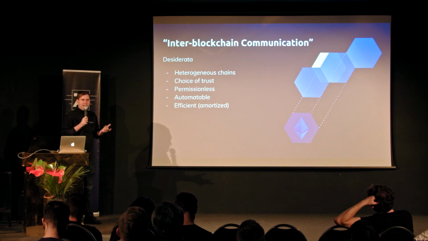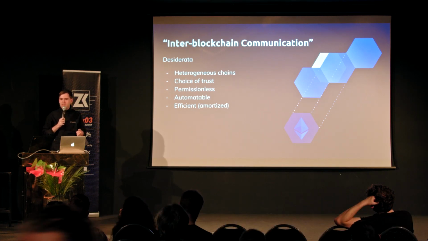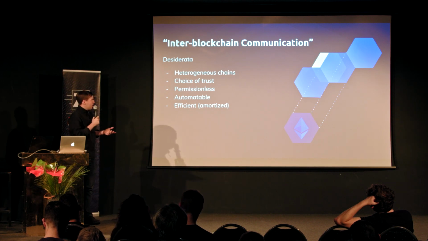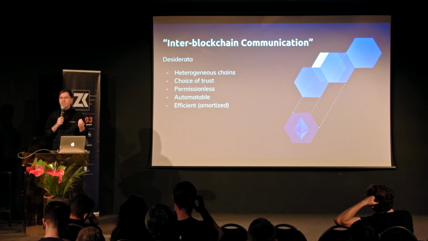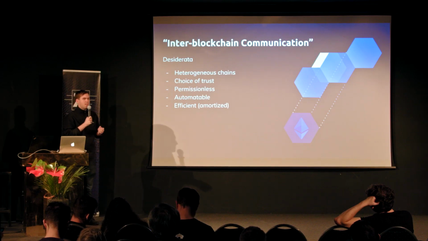IBC is designed to be used by heterogeneous chains, so it doesn't require a common virtual machine. We want it to be the case that different chains which specialize in different things, maybe some of those things being zero-knowledge proofs, can implement IBC as part of their state machine. We want IBC to enable users of a set of chains to choose which chains they trust and how much they trust them. We want it to be permissionless so that different blockchains can open and close connections, relay data, packets, tokens, assets, and code between each other without anyone other than the users involved needing to approve it, so no governance required.